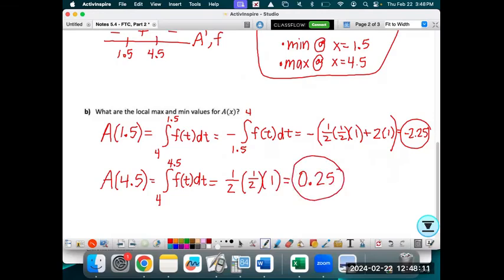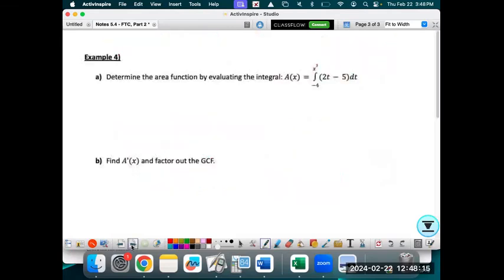Okay, so let's move on to example 4. Determine the area function by evaluating the integral. Ooh, so notice this time we don't just have a plain x in that upper bound, we have an x cubed. This is going to lead into what you see at the bottom of the page. So we're just investigating here, and then we're going to draw a little conclusion for later.